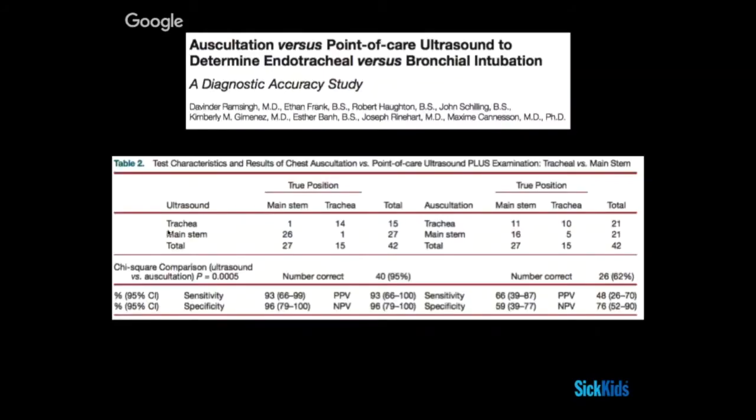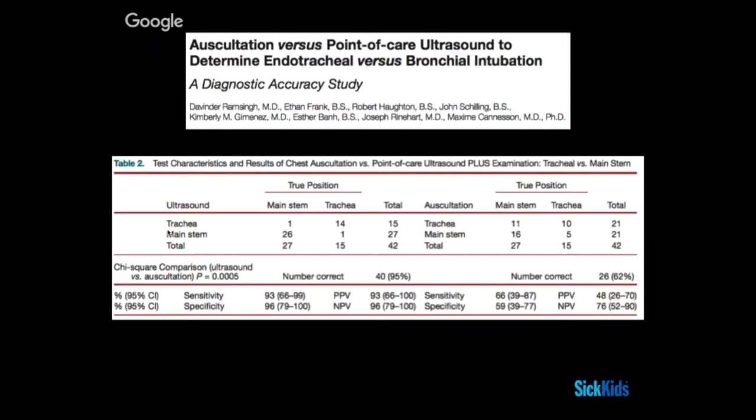However, in adults, this is well studied. And when they looked at a study looking at auscultation, which is the classic anesthesia way, or in general clinical way, of telling whether someone's mainstem intubated, the sensitivity and specificity of this technique, the tracheal dilatation, is 93% for sensitivity, 96% for specificity, with basically the same positive predictive value and negative predictive values. Whereas for auscultation, you're talking about a sensitivity of 66% and a specificity of 59%.